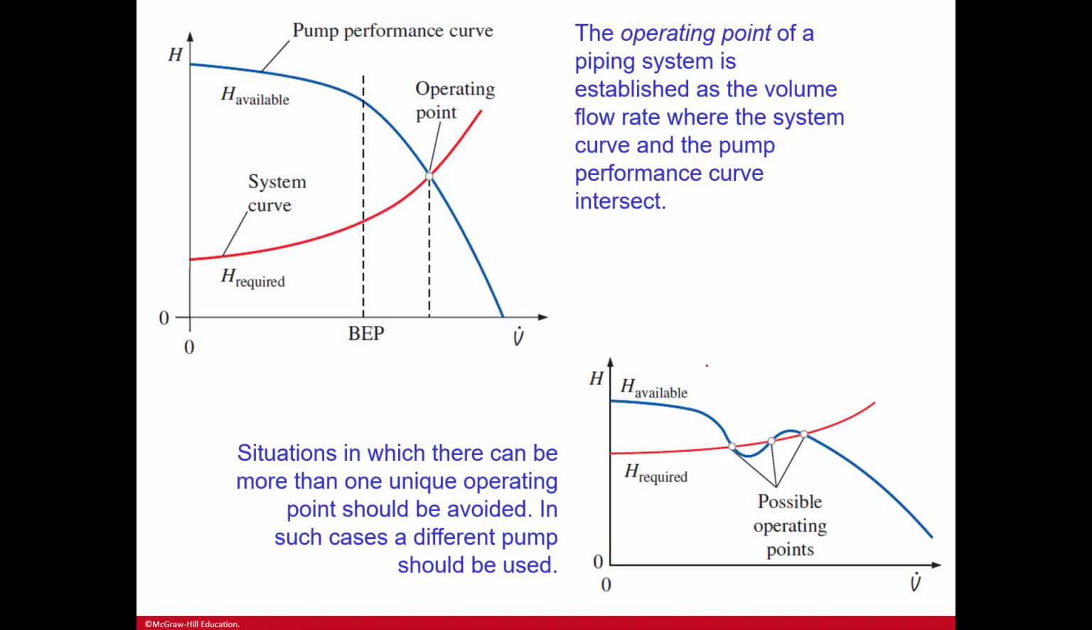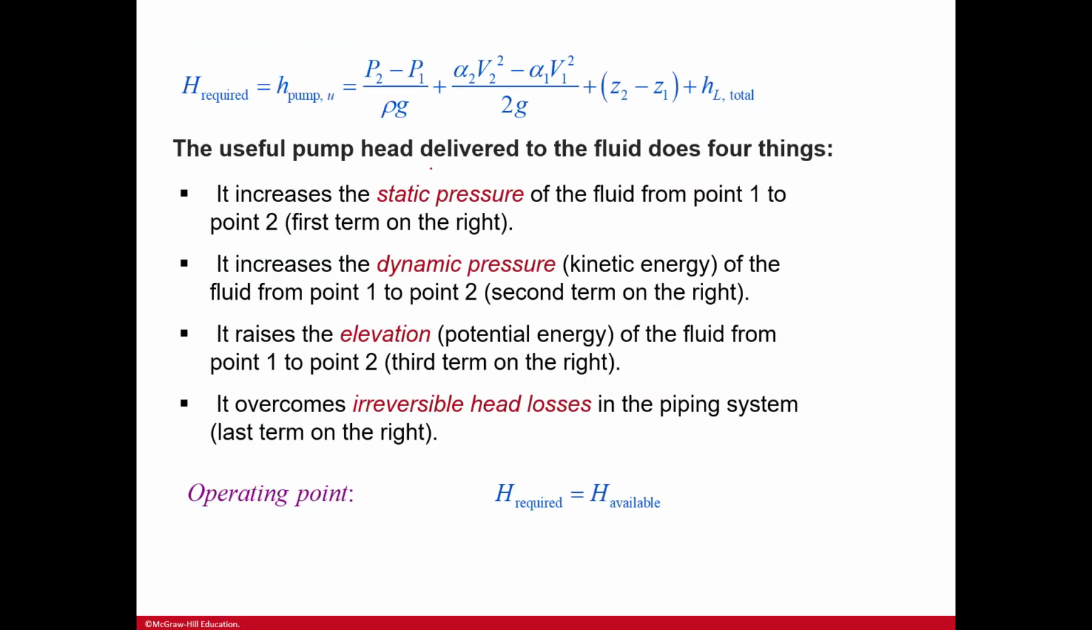The operating point of a piping system is established at the volume flow rate where the system curve and the pump performance curve intersect. So you want both of those. You want not only the pump performance curve, but you want the system curve here. So you can have more than one operating point, and this should be avoided, and you should just choose a different pump so that you can get a singular definitive operating point.